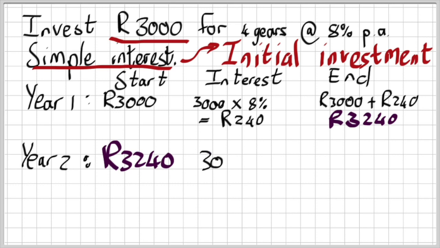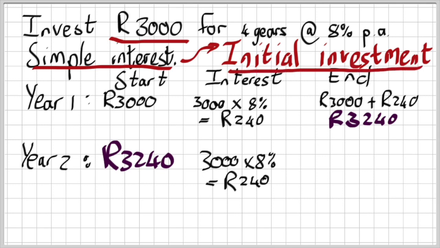Remember, simple interest is interest on the initial investment. So I'm still going to take 3,000 Rand times by 8%, which is 240 Rand. And that's going to be my interest because interest on the initial investment. That is simple interest. So therefore, I'm going to add again 240 Rands worth of interest to my starting balance, which means I end up with 3,480 Rand.